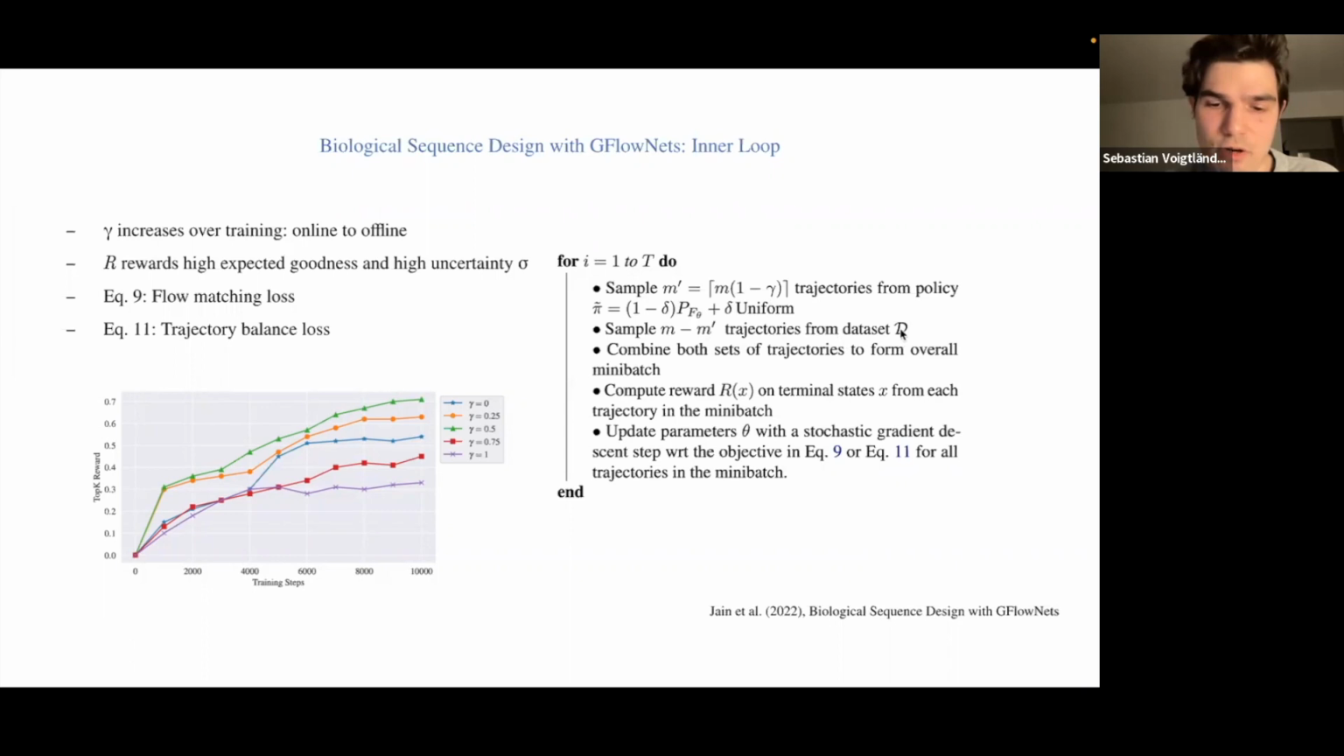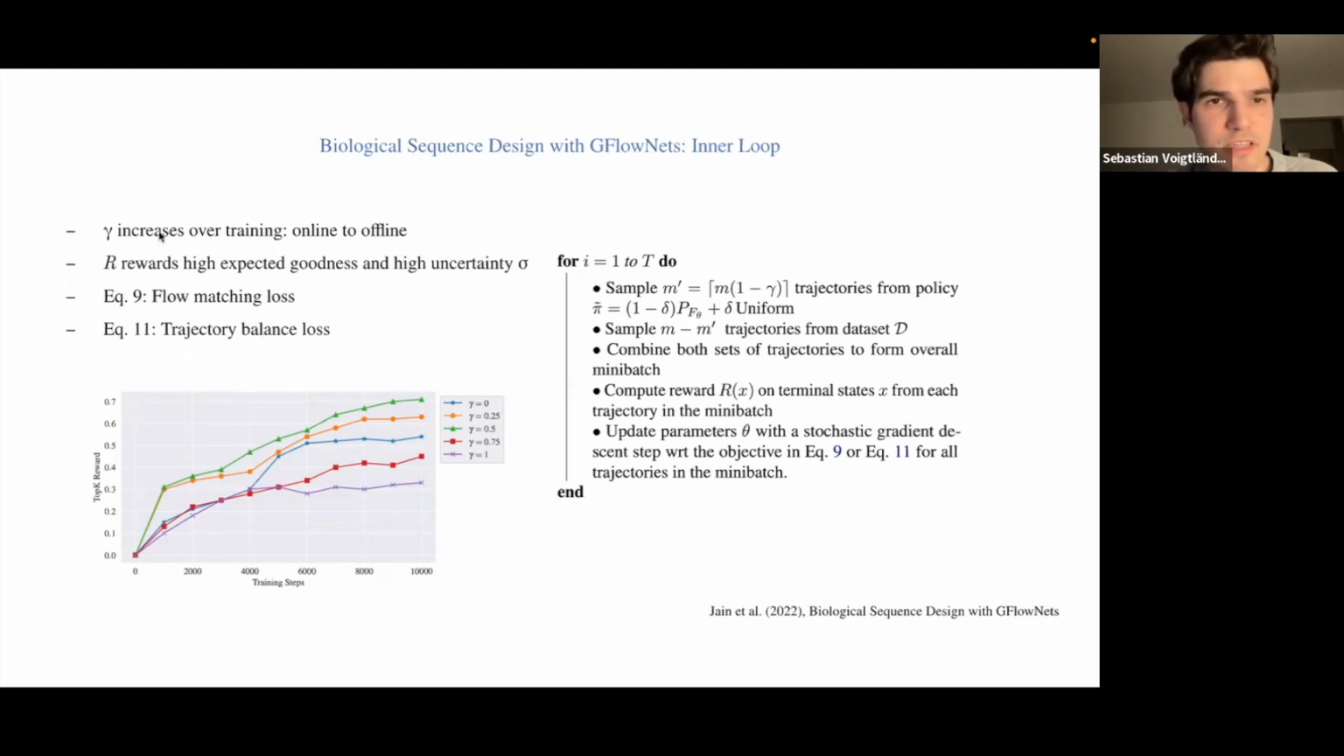And therefore, in order to be able to do this, you have to parameterize the backward policy as well, because if you sample from the data set and you want to reconstruct the sequences, then you need the backward probability as well. And then you combine both sets, compute reward, and update the parameters according, in some subset of experiments, to the flow matching loss, and in the other experiments to the trajectory balance loss.